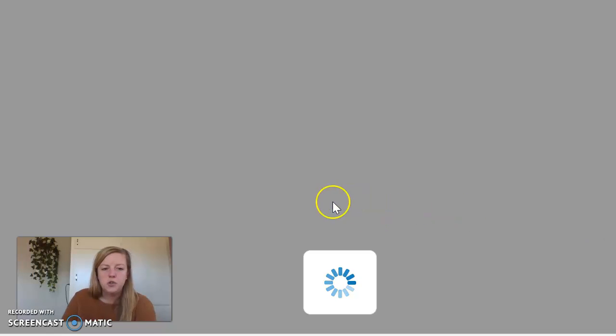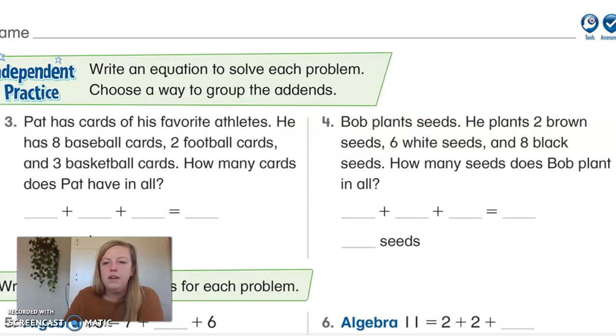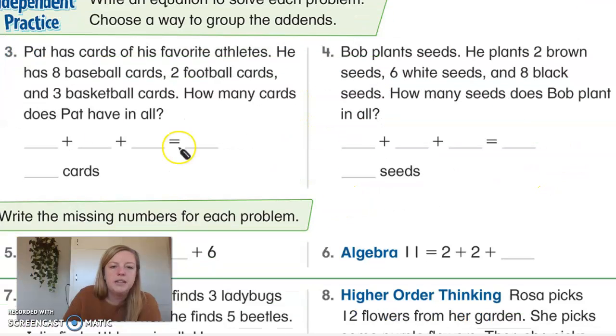This is the part that you'll get to try on your own, but I'm going to go over it first so you know what to do. So it says, write an equation to solve each problem. Choose a way to group the add-ins. So Pat has cards of his favorite athletes. He has 8 baseball cards, 2 football cards, and 3 basketball cards. How many cards does Pat have in all? When we say in all, that is my whole. So this one would be 8 plus 2 plus 3.